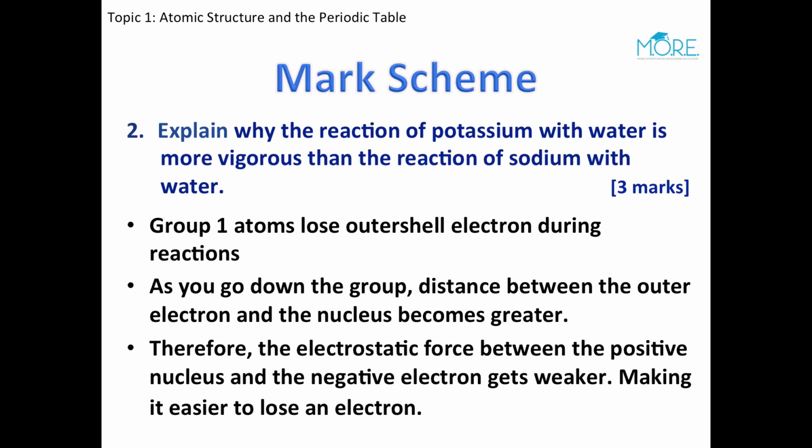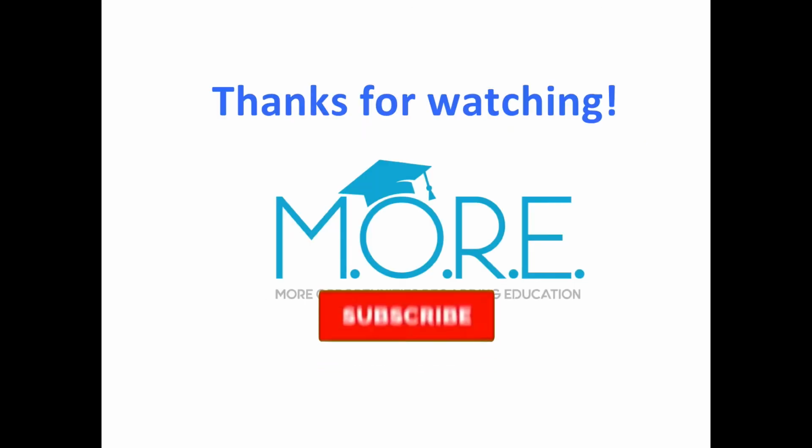Question 2. Explain why the reaction of potassium with water is more vigorous than the reaction of sodium with water. Group 1 atoms lose outer shell electrons during reactions. As you go down the group, the distance between the outer electron and the nucleus becomes greater. Therefore, the electrostatic force between the positive nucleus and the negative electron gets weaker, making it easier to lose an electron.